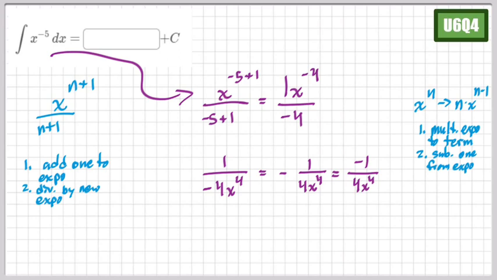Now, depending on what you're doing, one of these ways to write the answer might be the easier way. Here's another way you can write the answer. You can say -1/4 times x to the -4. And you can leave the exponent as a negative, but now it's not in the fraction. It's right outside the fraction. So all these answers are correct.